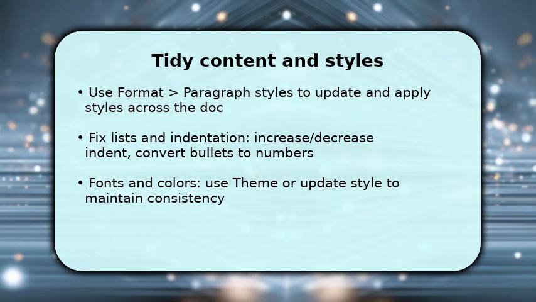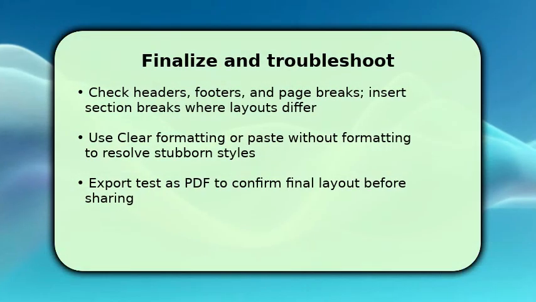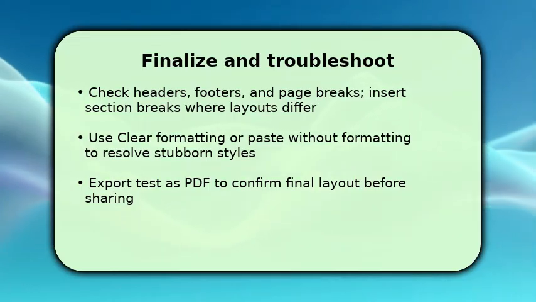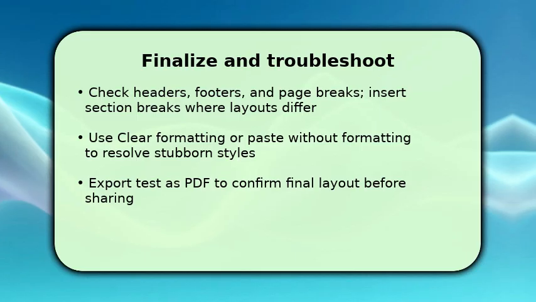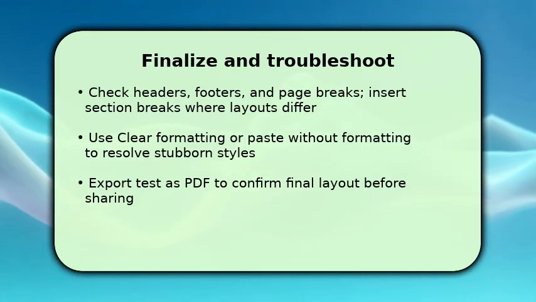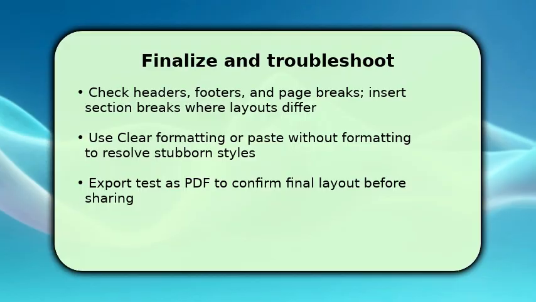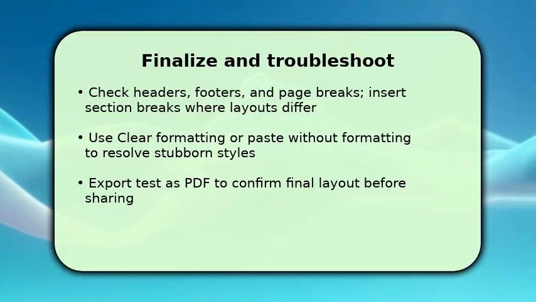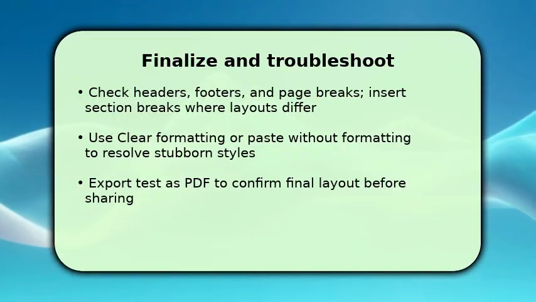You finish by validating layout. Inspect headers, footers, and page or section breaks so page-level formatting is correct. If some paragraphs still act wrong, select them and use clear formatting or paste as plain text, then reapply styles. This removes hidden overrides. Finally, export to PDF to confirm pagination and fonts.